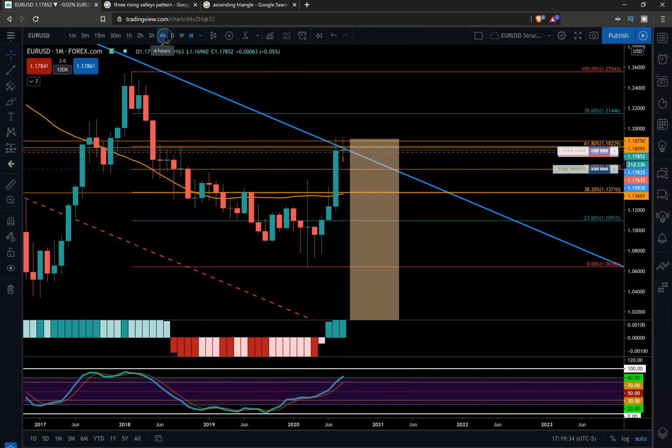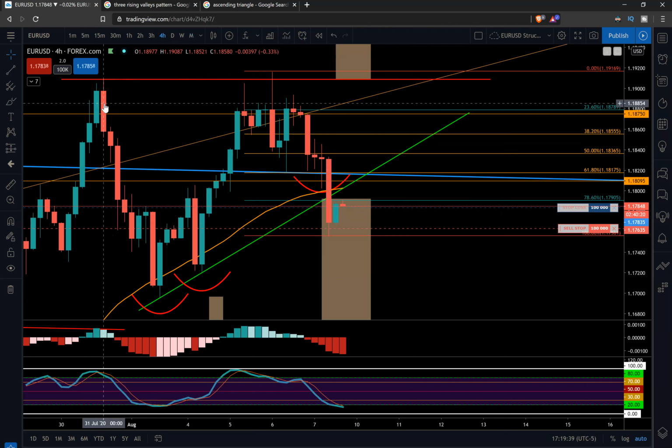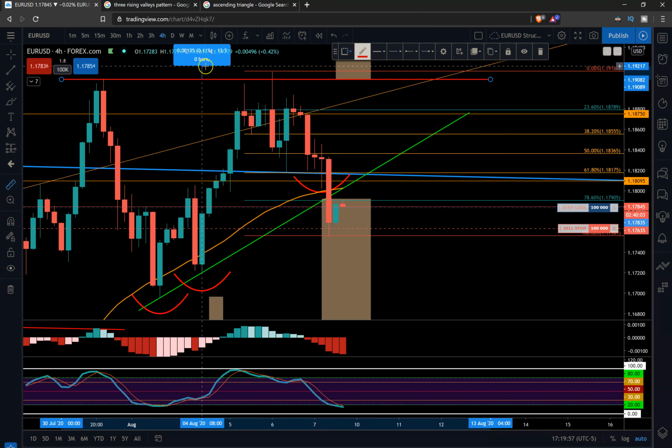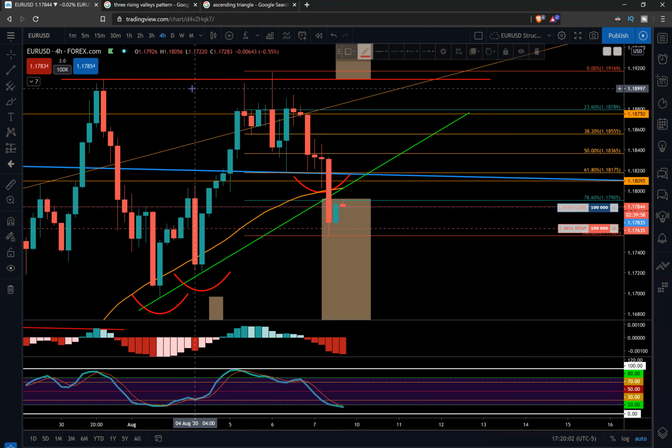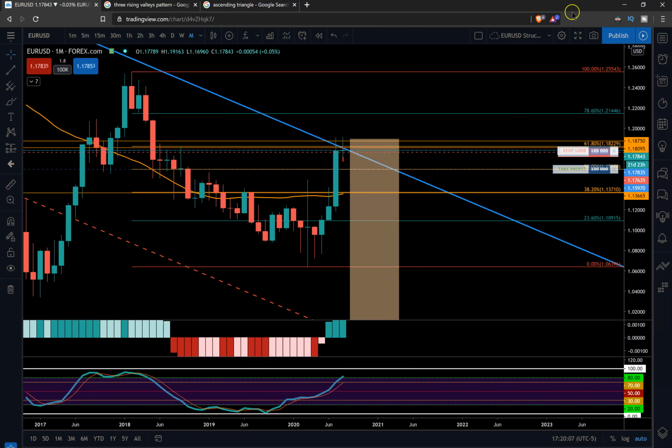We go back to the daily, I believe. Yep. This is that first green candlestick right here on the monthly, and this slight higher high is right here. I think that's about a 3 pip high. No, wait, it's about 10 pips.